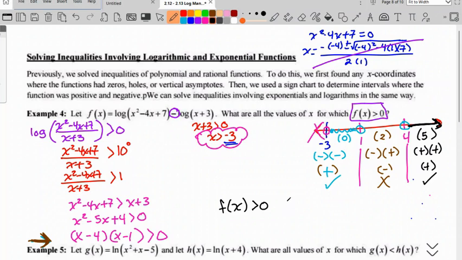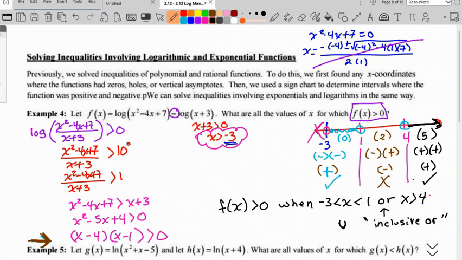So f of x is greater than 0 when, if you want to write it in inequality form, x is between negative 3 and 1, or, and this is an inclusive or, which is the same as union, x is greater than 4.